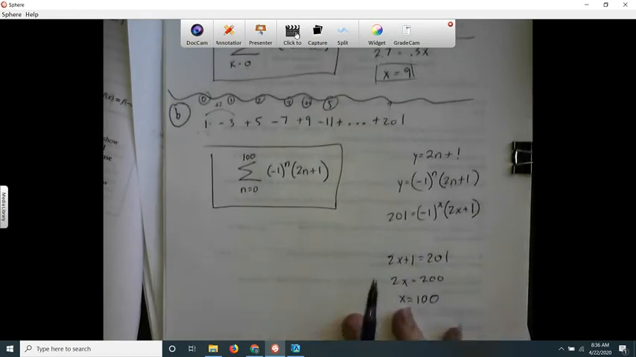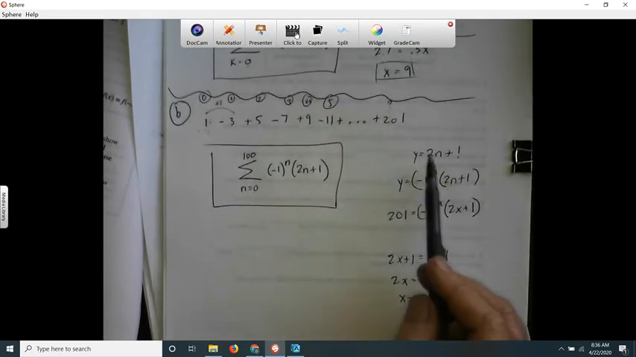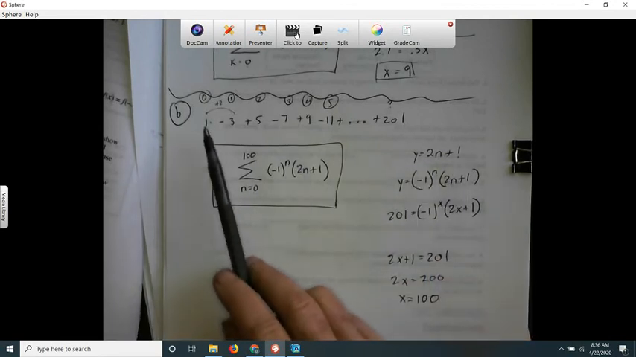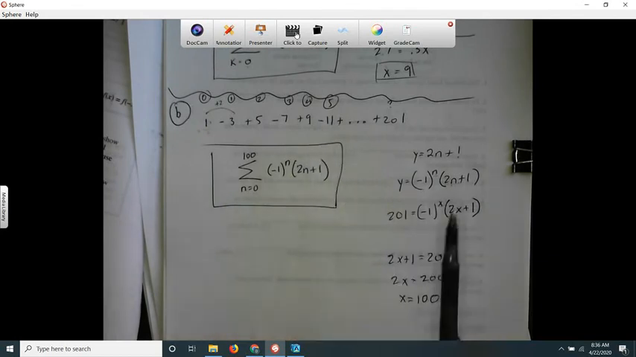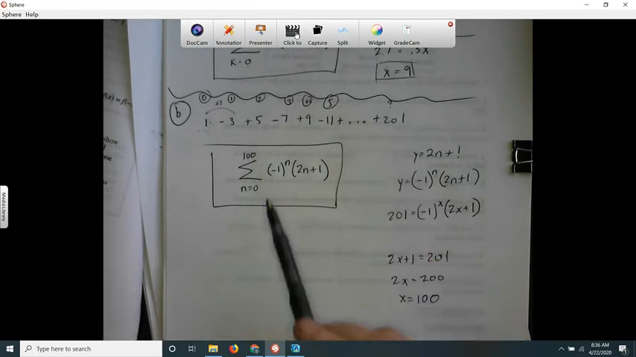Where did I do it? Right here. I just took the 2n plus 1 because I realized it's just adding 2 each time if I ignore the signs. So I just went 2n plus 1 equals 201, and I subtracted 1 on both sides, and I got that x. This has to be the 100th term. And then when I multiply that by negative 1 to the 100th power, that's going to let it still stay positive. I hope that made sense.